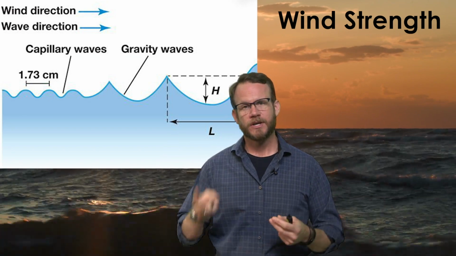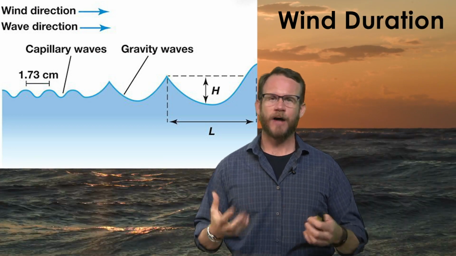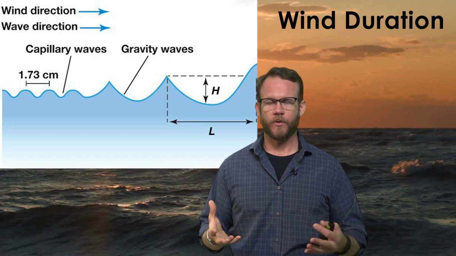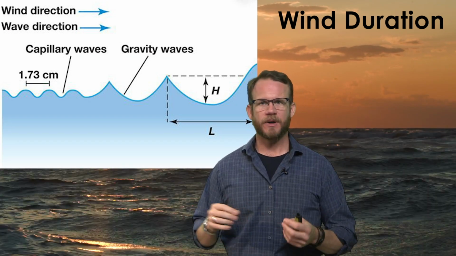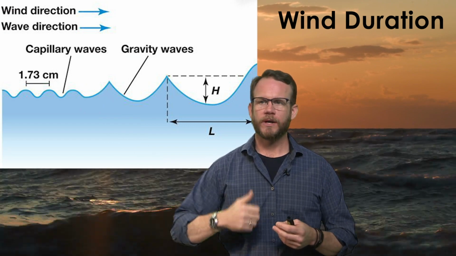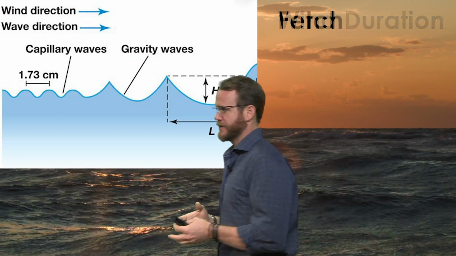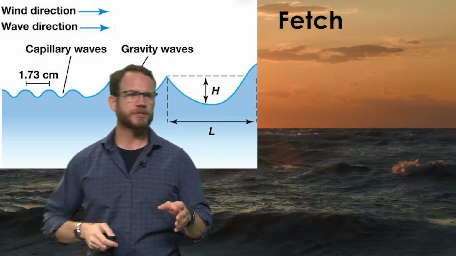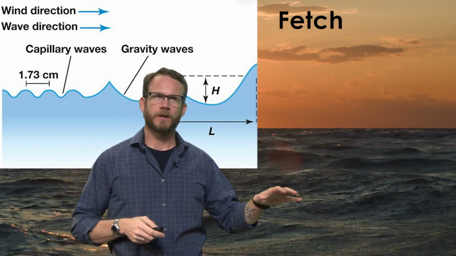We need something else. So the second thing is something called wind duration, basically just time. How long is that wind blowing for in a certain direction? If a big gust just comes by, not much is going to happen. You might get some ripples of capillary waves. So strong wind over time. The third one is something called fetch. Now fetch is the uninterrupted distance that this wind blows.